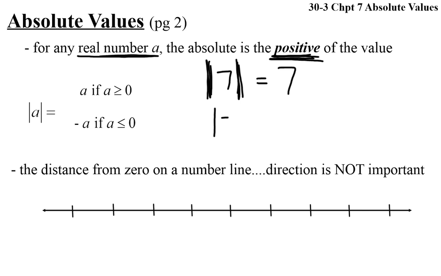If I had the absolute value of negative 7, absolute value signs take every real number and make it positive. It's a little bit goofy, but if I have the absolute value of A, and A is greater than or equal to 0, then it's just going to be that value. The absolute value of A will be A if A is positive. If I have the absolute value of 7, that equals 7 because A is greater than 0.